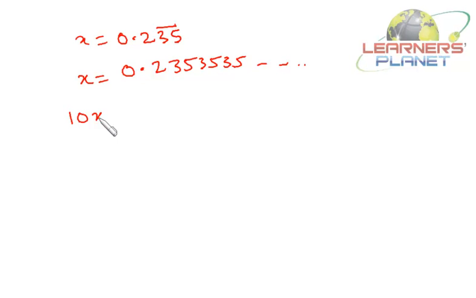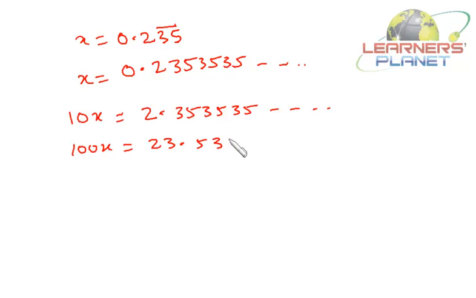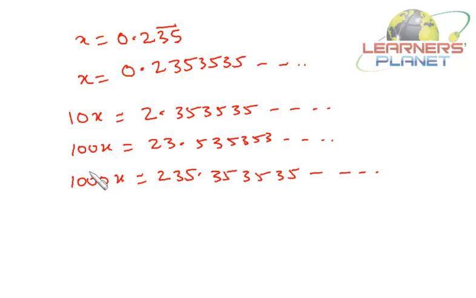Let's begin. 10x is equal to 2.353535. Now 100x is equal to 23.535353. Now I'm not getting a sequence where the series of numbers after the decimal is the same. So let me multiply one more time. 1000x will be 235.353535 and so on. Now we can make the comparison between these two. The series after the decimal in both these cases is the same.